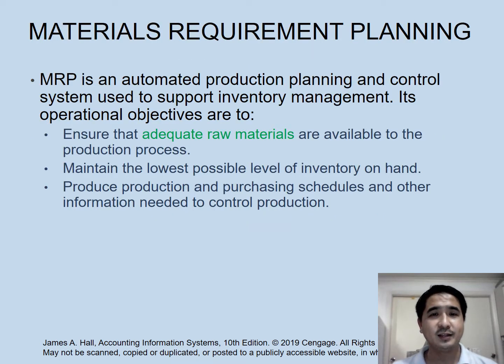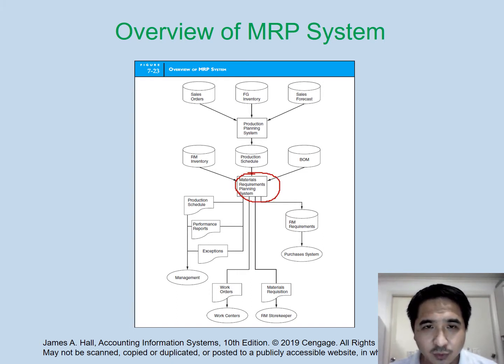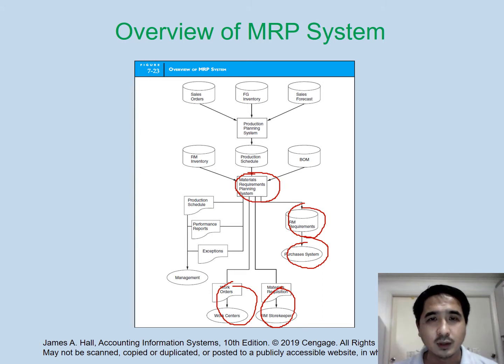As you can see here, I highlighted. The important thing about MRP is the determination of adequate raw material. So that's the key essence of MRP, materials requirements planning. As you can see in this diagram or flow chart, you have here the MRP system, in which you determine the raw materials needed so that it will be purchased. So you provide the raw materials for the work centers, and then material requisition from the storekeeper to release the goods. So that's the main focus of the MRP.